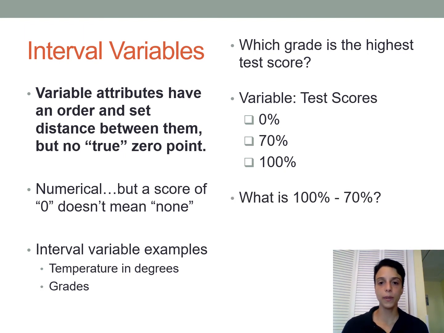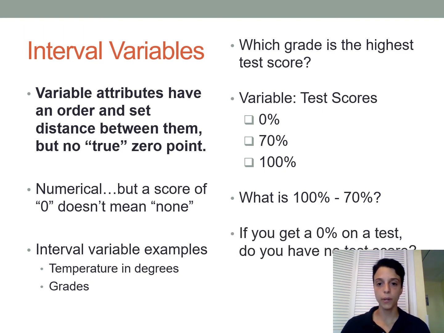Is there a set distance between them? Well, let's do some basic arithmetic. What's 100% minus 70%? 30%. And as a math problem, that's possible to do. So we've passed that test for whether this variable of test scores has the same distance between all of its attributes. Another way to think about it again is that the distance from 90% to 91% is the same as the distance from 92% to 93%. Each increase in a percentage is the same amount as the last one.